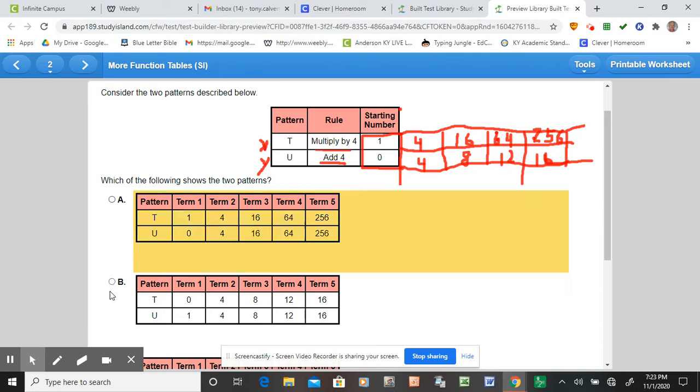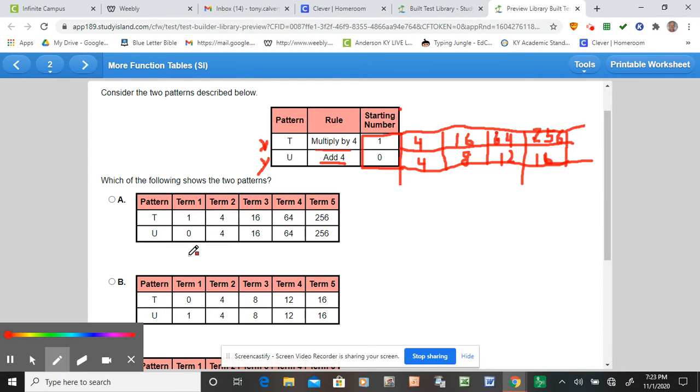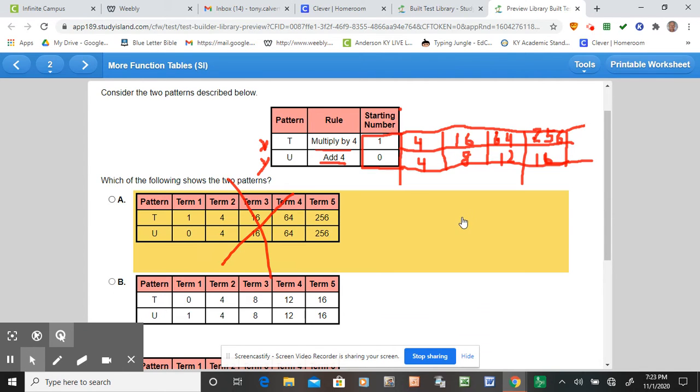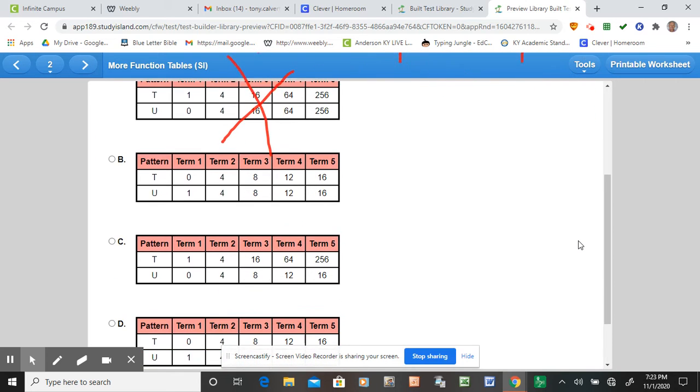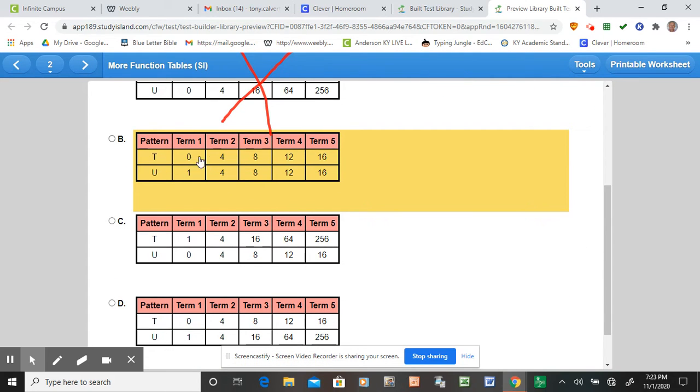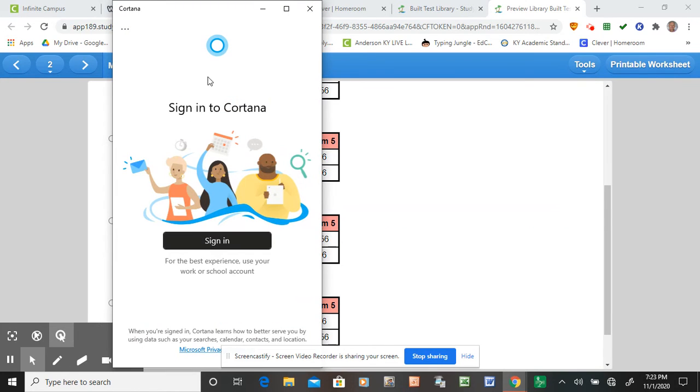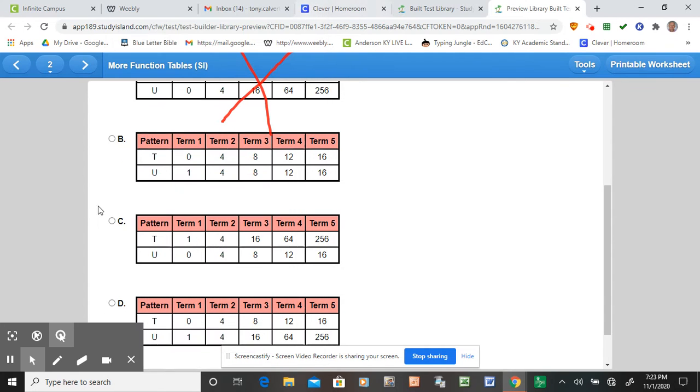So this is not correct. I know right away A is not correct. So I can mark it out. Now I can go below that. And I'm going down to B, 0, 4, 8, 12, 16. That's not what we're looking for. So we can mark that one out too. And I keep getting these pop-ups. I don't know why. And that's not correct.